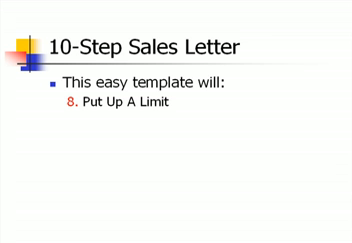8. Put up a limit. To create urgency in your offer and make people want to take action fast, you need to put a limit on something in your offer. This is called the scarcity tactic. What you do is limit the amount of copies you'll be selling, or you limit the current price and tell them that the price will increase after so many purchases. You can also offer bonuses that will only be available to the first X number of people that take action.